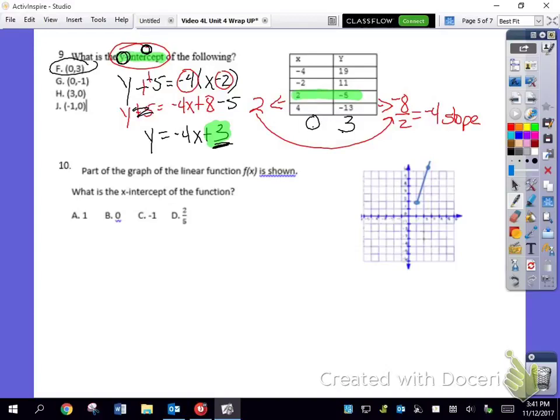Number 10, part of the graph of the line f of x is shown, what is the x-intercept? So you can take a ruler, take your ID, and keep drawing. Now, when I draw that, see this is 0, and this is a 1. So it goes right in between there. So it's not 0, it's not 1, it's definitely not negative 1. 2/5, if you were to change that to a decimal, that's 40 cents. And half of a dollar is 50 cents. That's close to 50 cents. So that would be your answer, D.